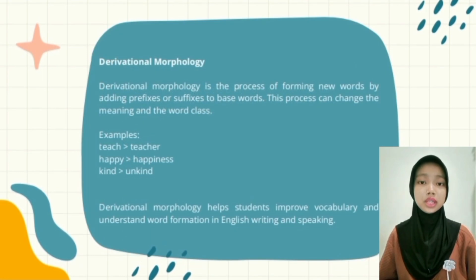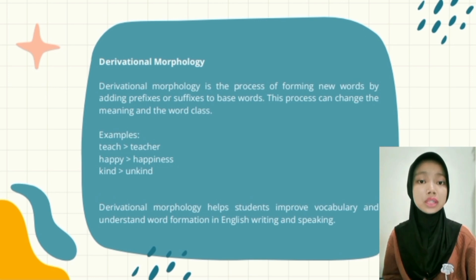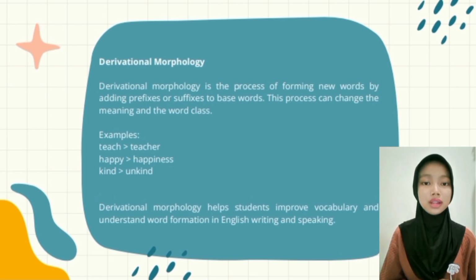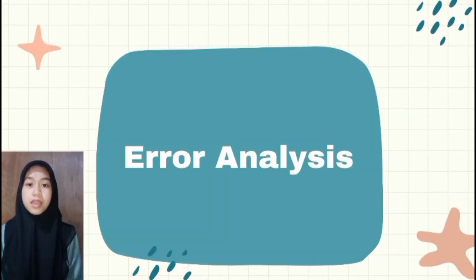The second is derivational morphology. Derivational morphology is the process of forming new words by adding prefixes or suffixes to base words. This process can change the meaning and the word class. For example, teach to teacher, happy to happiness, kind to unkind. Derivational morphology helps students improve vocabulary and understand word formation in English writing and speaking.